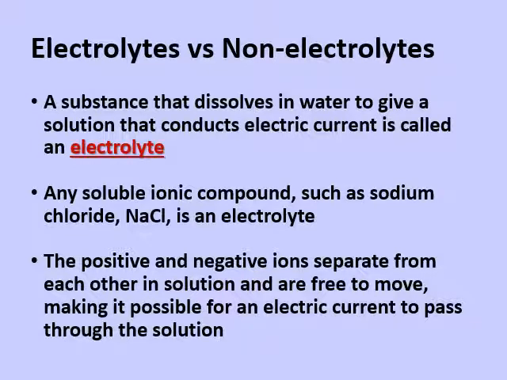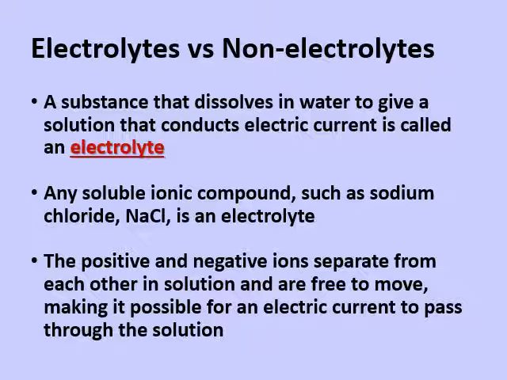So we have an electrolyte versus non-electrolyte. This is specifically referring to solutes that are dissolved in a solution. When a substance that is dissolved in water is able to conduct electric current, that is called an electrolyte. Any ionic compound is able to conduct electricity. In order to conduct electricity, you need to have free-floating charges. Ions are free-floating charged particles, so they would be electrolytes. So any ionic compound is going to be classified as an electrolyte.